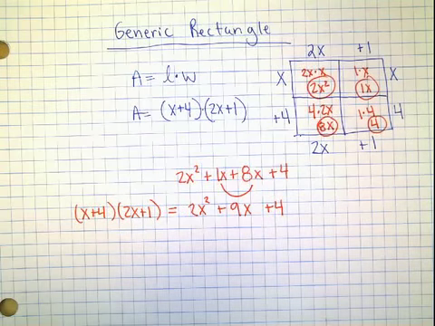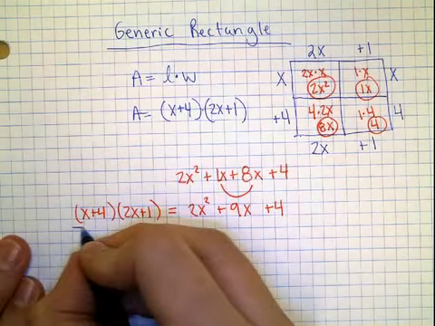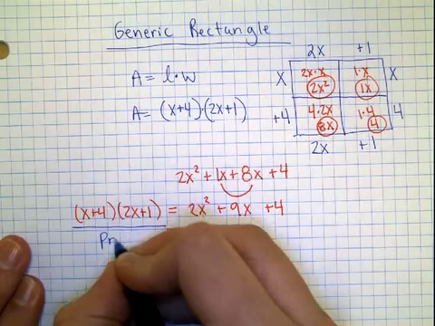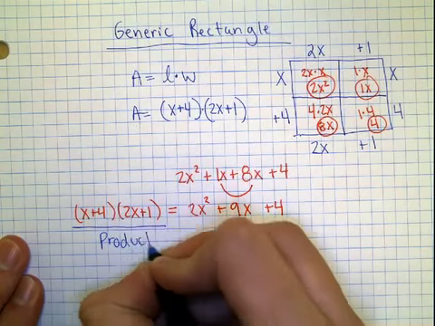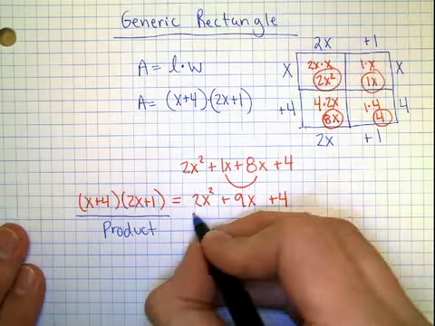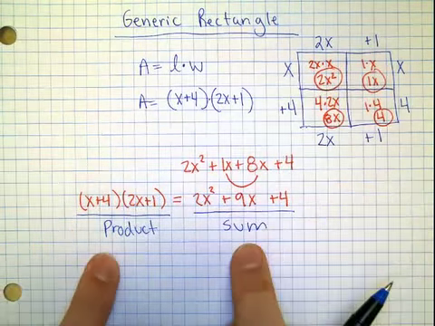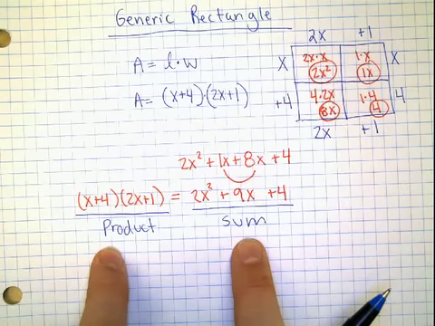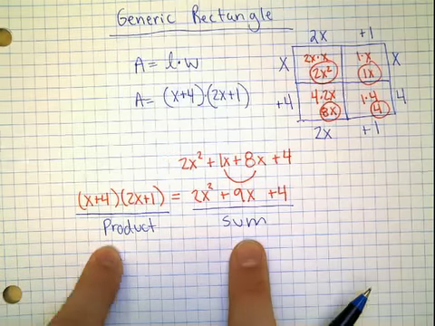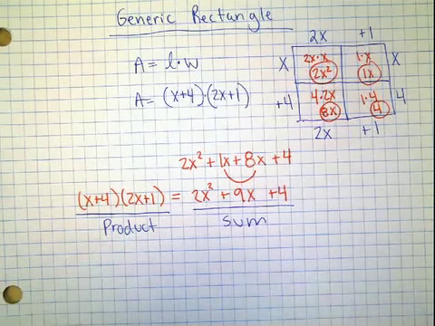And we have names for this. We say this left side, because we're multiplying, is called a product. In math, product means multiply. And on this side, we're adding up a bunch of things, so we call this side the sum. This product and sum are actually identical. They're the same thing. It's two ways of writing the area of the rectangle. So that's kind of what the generic rectangle is all about.